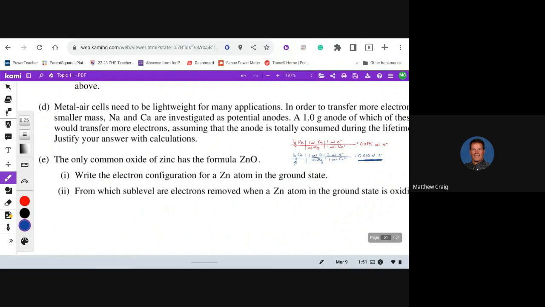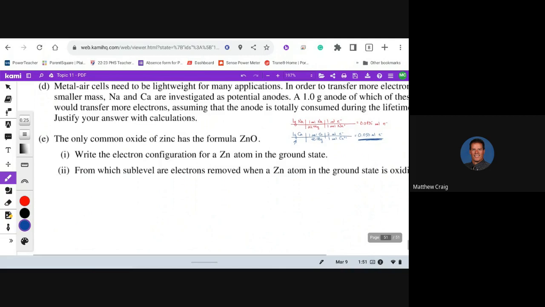All right. E. The only common oxide of zinc has the formula ZnO. Thank goodness. Write an electron configuration for a zinc atom in its ground state. Normally you don't have to use... I'm going to let you decide. Don't use shorthand, because I said so, because it didn't say you could. Don't.